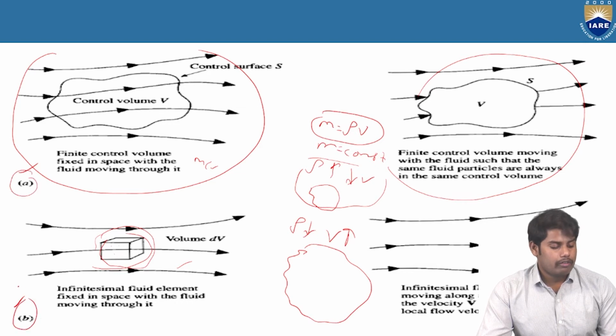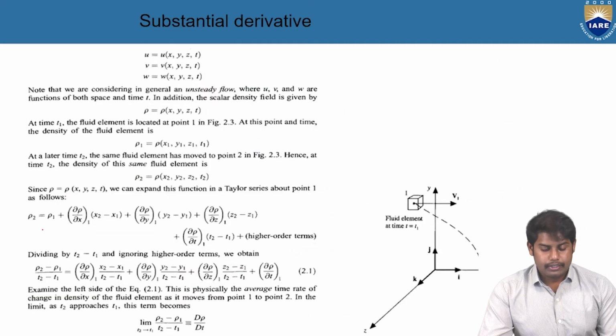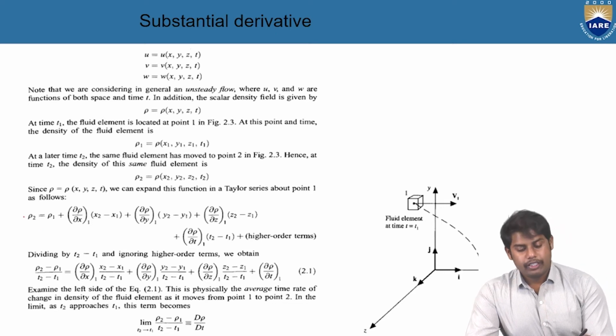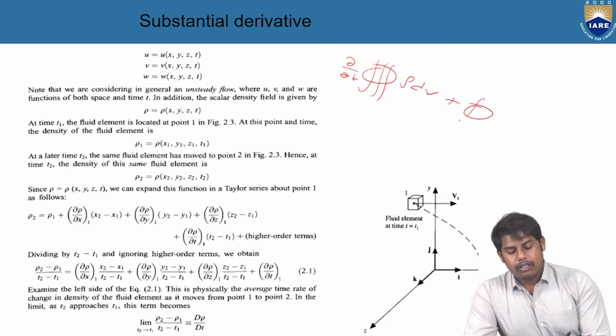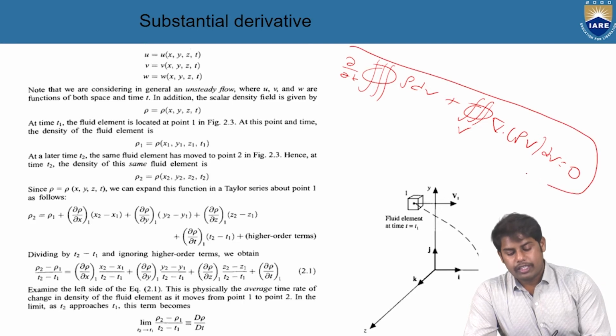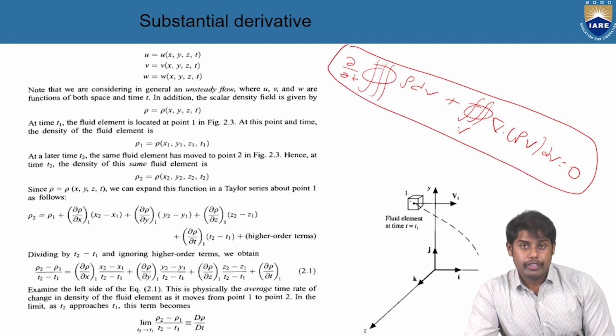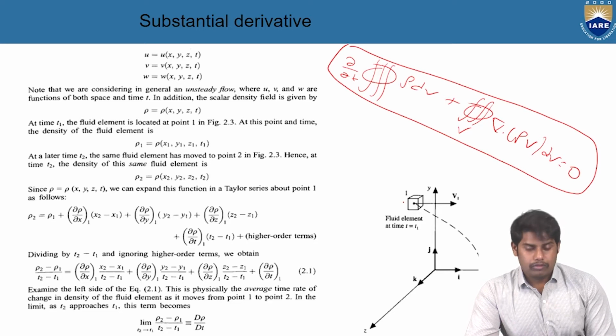In the first approach, we are deriving the integral form of governing equations. Here we are deriving the differential form of equations. In general, let's say you have this integral form: integral of dou rho by dou t dv plus integral of del dot rho V dv is equal to 0. This is the integral form of the governing equation, which we generate for the control volume approach.